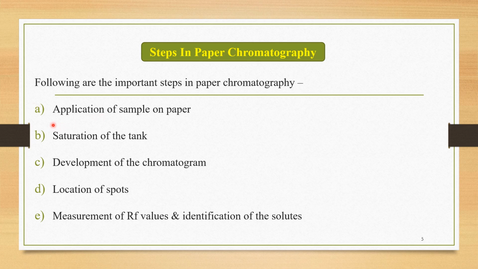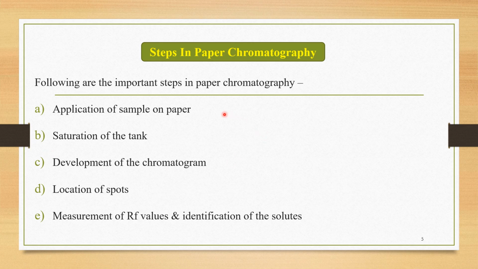The first one is application of the sample on paper. The second one is saturation of the tank. The third important step is development of the chromatogram. The next one is location of spots, and the last one is measurement of Rf values and identification of the solutes. So these are the 5 important steps in which we have to carry out the paper chromatography technique.